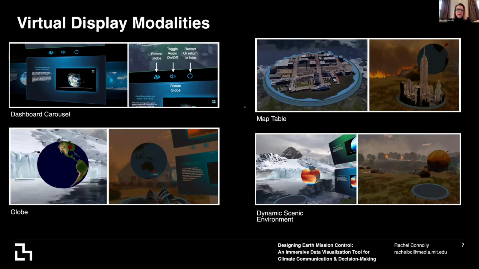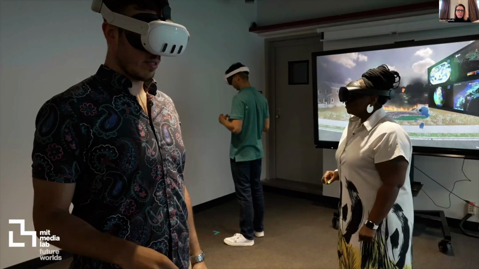We have dashboards that allow you to control and bring up different kinds of data in the flat screen and interactive forms. We have a map table that allows us to go hyperlocal to particular places through different 3D models and maps. We have a globe that allows us to project spherical data sets. And then we have the dynamic scenic environment that it's all embedded in that knits together the narrative.